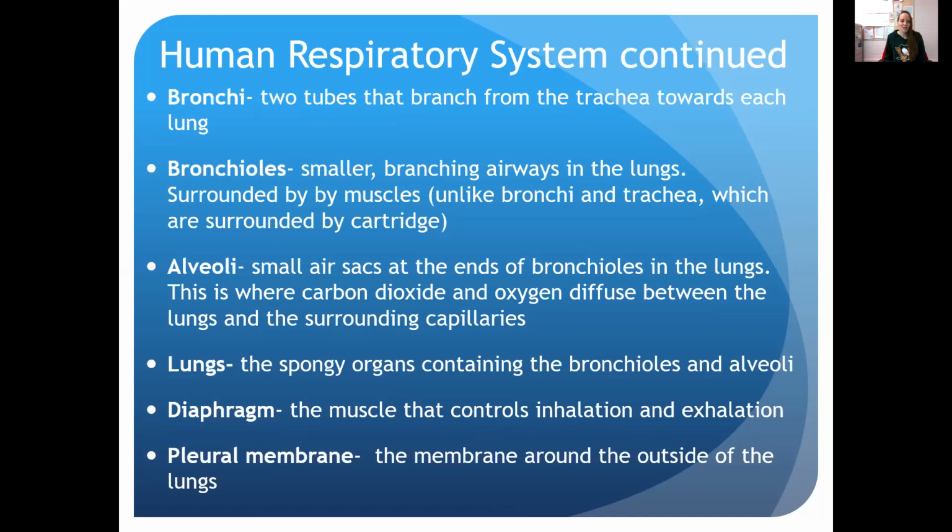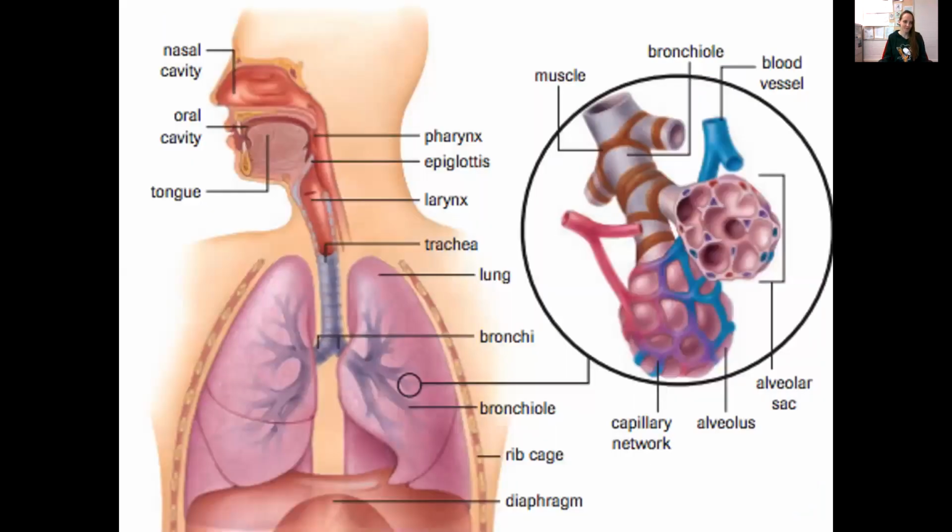The lungs themselves are spongy organs that contain the bronchioles and the alveoli. The diaphragm is a muscle here-ish that controls how you inhale and exhale. And then the pleural membrane is just a very thin membrane that surrounds the outside of the lung.